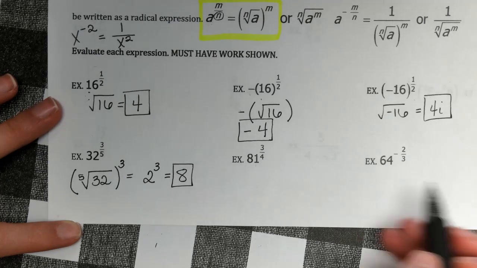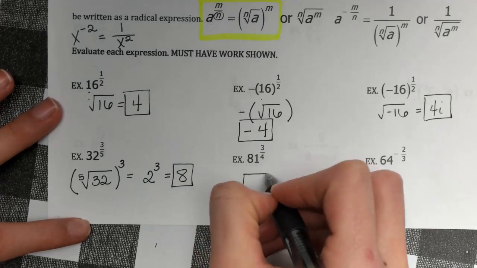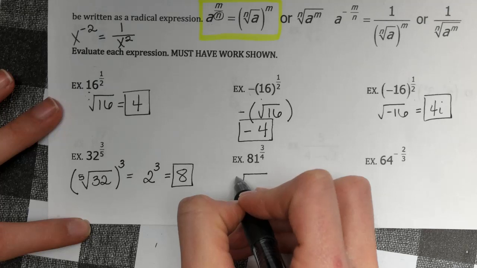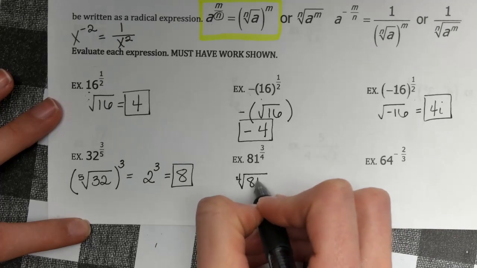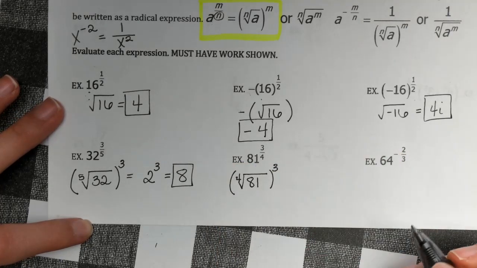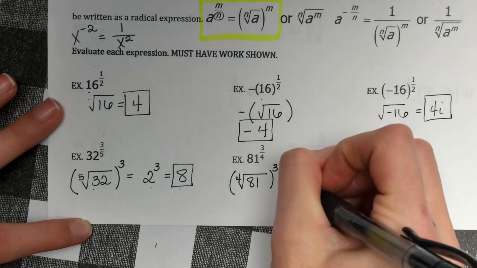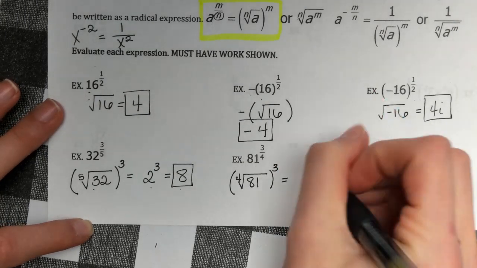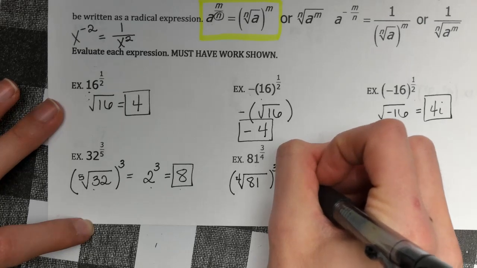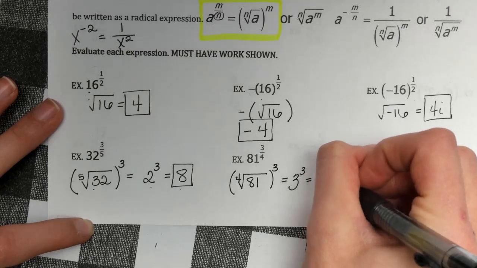Okay? So if I have 81 to the 3/4 power, I've got my radical. What's my index? 4. My base is 81. So I'm taking the 4th root of 81 raised to the 3rd power. So I expect to see each part. There's 3 parts to this. You rewrite it, you evaluate your radical, and then you raise it to the exponent. Okay? So the 4th root of 81, what is that? 3. So I'm taking 3 to the 3rd power, which is 27.